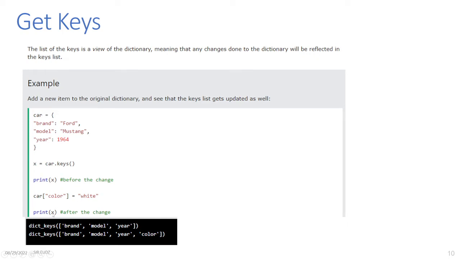And if you print X, you notice that without even assigning this one, the value of X gets updated, adding the key color. So that means that X here is a reference. So it's maybe the memory location. So that's how the Python function with the keys works.